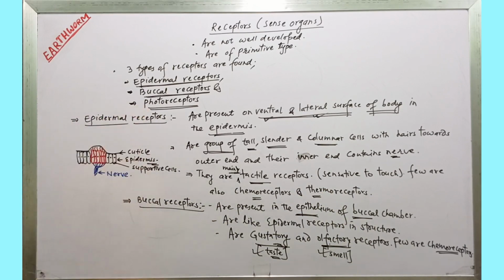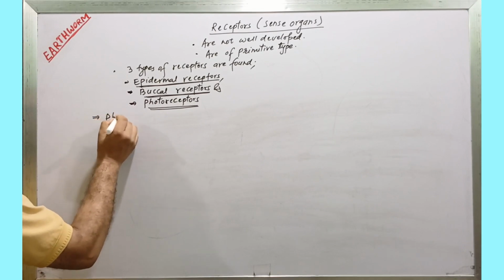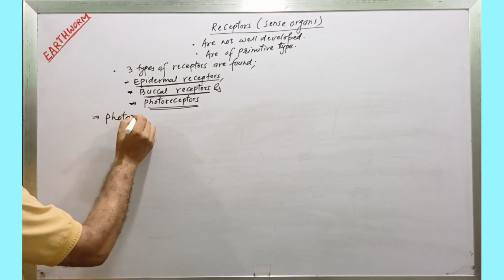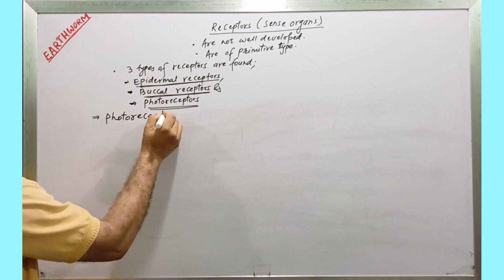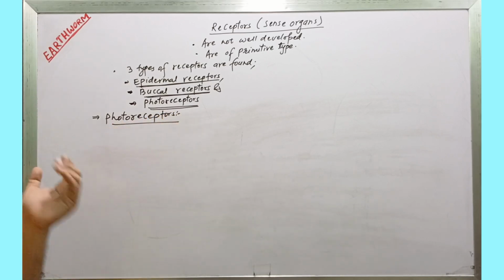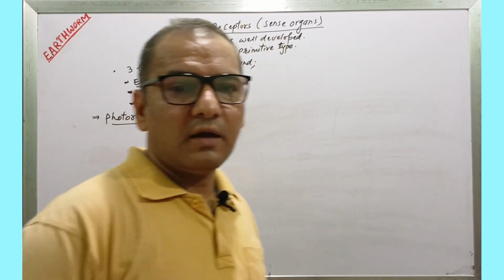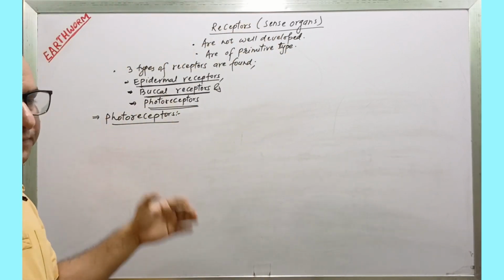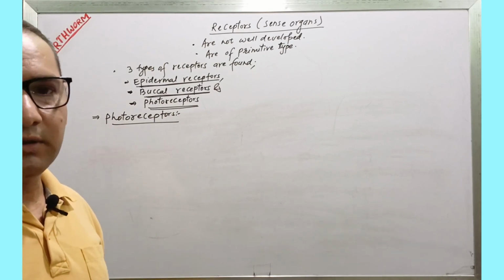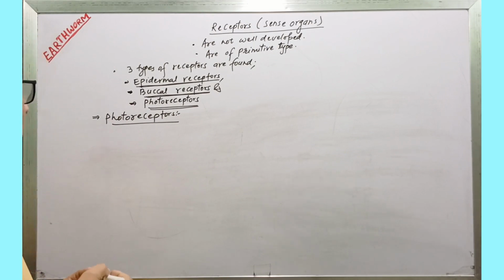Now, we read about the photoreceptors. The next type of receptor is photoreceptors. The photoreceptors are sensitive to light. They are light sensitive cells, and they detect the intensity and duration of the light. They cannot form an image as in higher organisms.